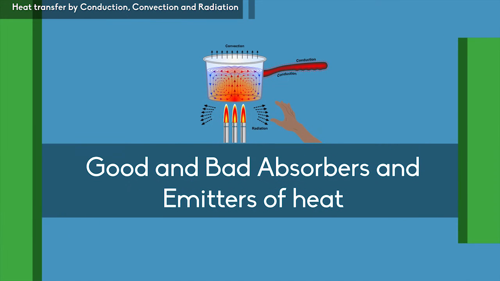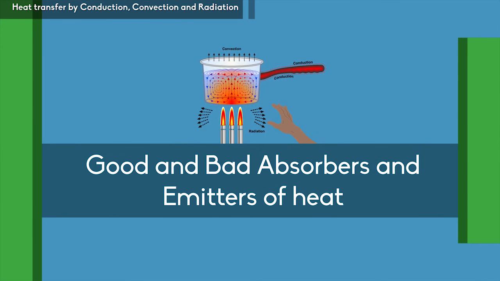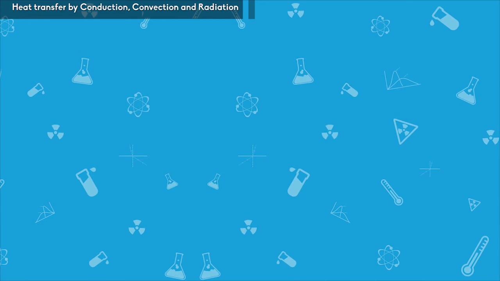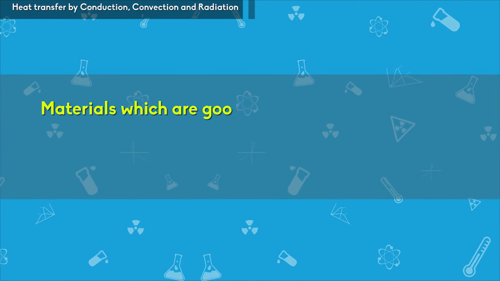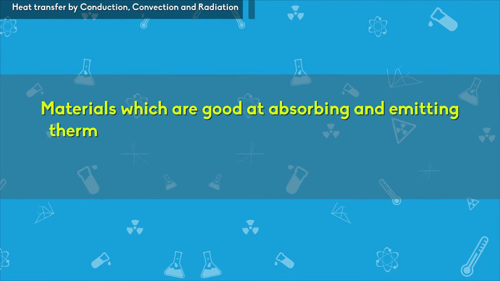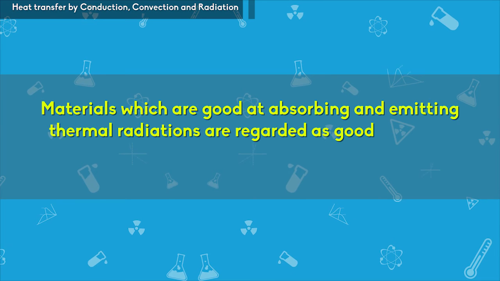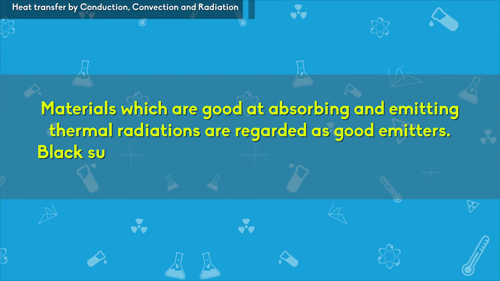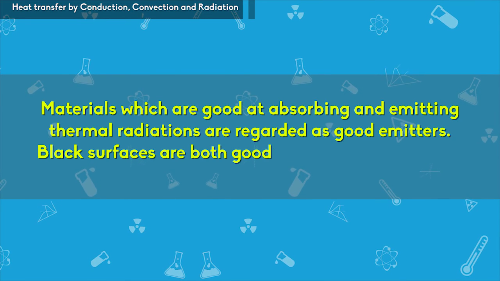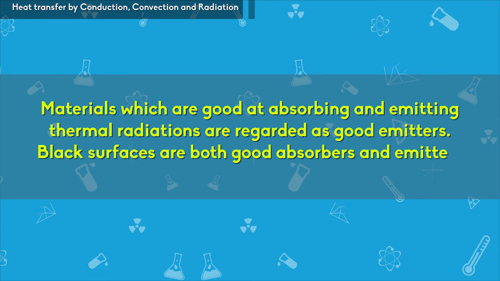Good and bad absorbers and emitters of heat. Materials which are good at absorbing and emitting thermal radiations are regarded as good emitters. For instance, black surfaces are both good absorbers and emitters of heat.